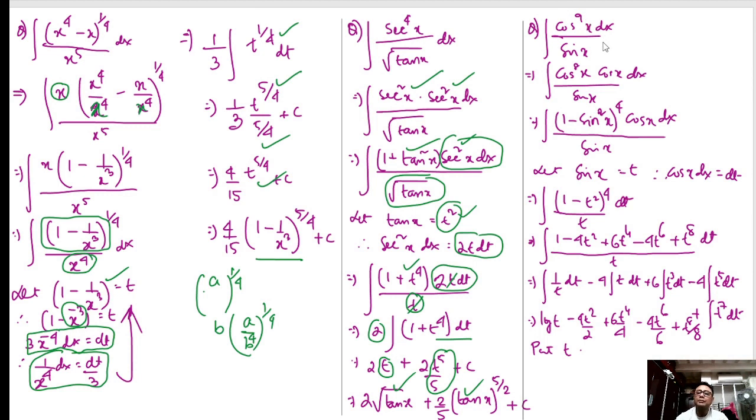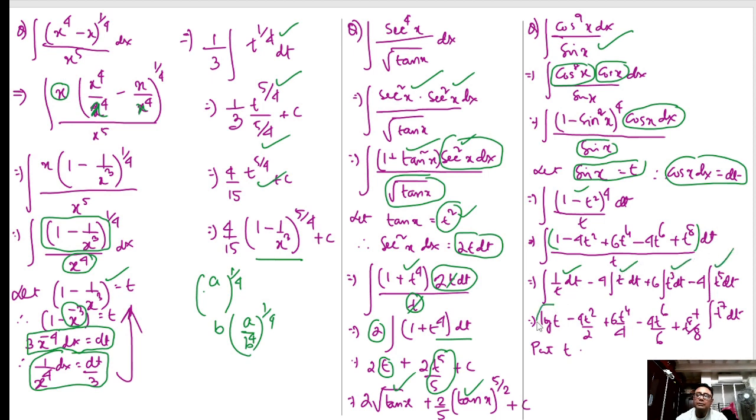Similarly, cos to the power 9x by sine x. How to write it? See, it is cos to the power 8x into cos x. Cos to the power 8x can be written as 1 minus sine square x to the power 4. I am taking sine x as t, so this will become t. Cos x dx will become dt. This is cos x dx, this is becoming dt, and this is 1 minus t square to the power 4. Now, if we open this up, it will become this by t. Now separately write by t under everybody.